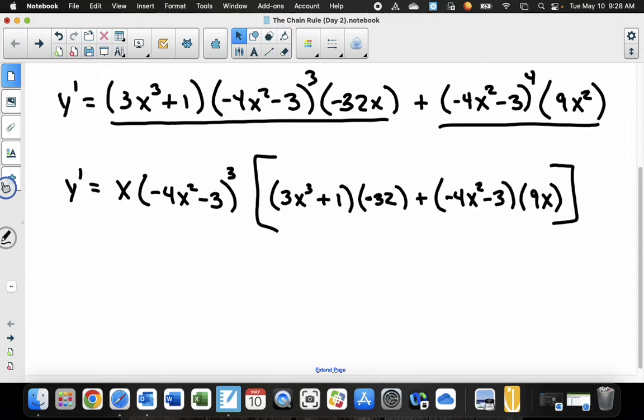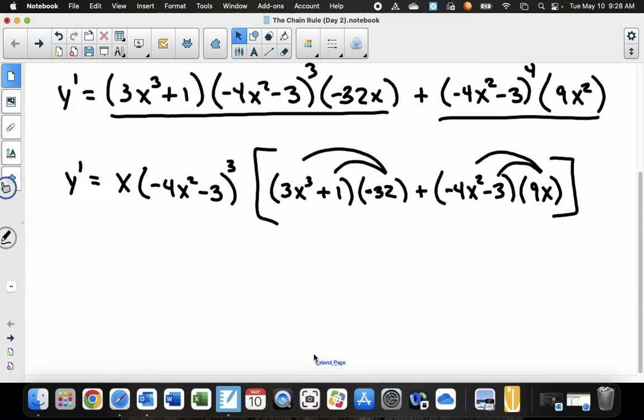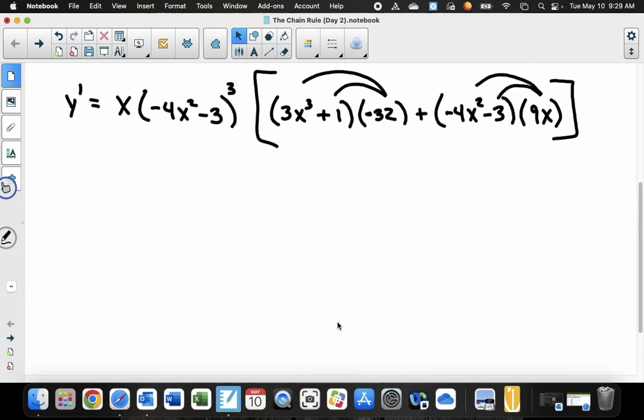And again, the reason I put brackets in there is that now our focus to finish this problem off is just on what's in the brackets. We've already factored out this stuff. So now we take the negative 32 and distribute. We take the 9x and distribute, and then we'll combine like terms. We'll clean up all that stuff in the brackets. Now we just do the algebra. Okay, so let's move to that next.